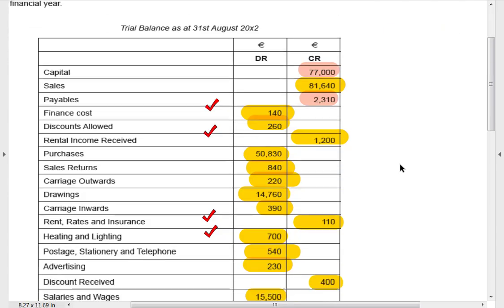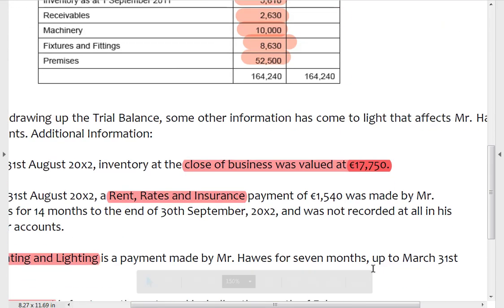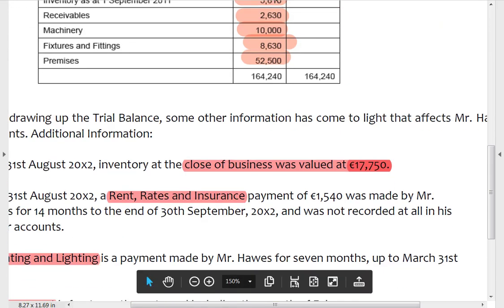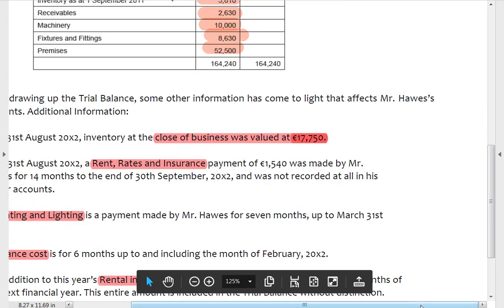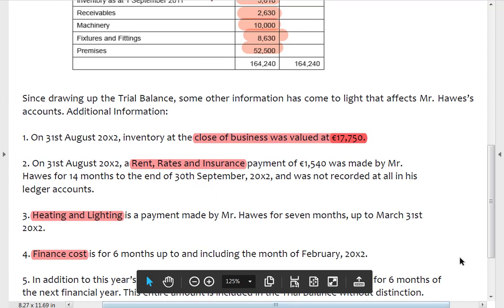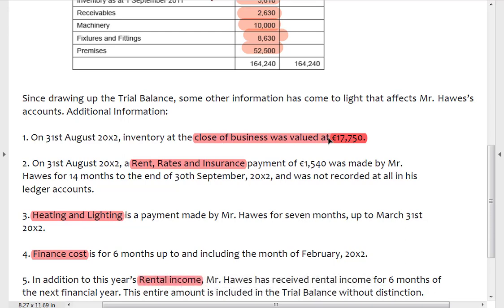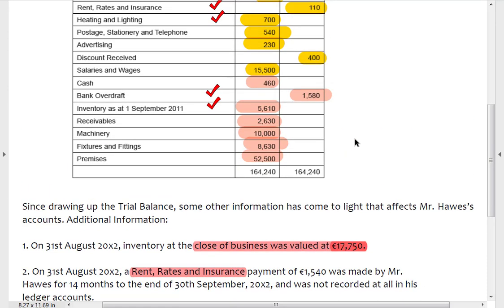Okay, so when I went down along here I saw, let me just minus this a little bit, make it a little bit smaller. Here we go. Pull back along. When I went down to the information, I saw that on the 31st of August X2, the inventory at the close of business was valued at 17750. Okay, 17750.